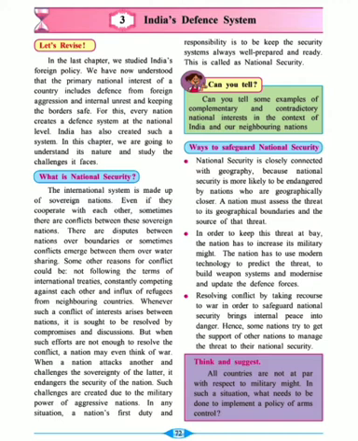What is national security? We say that the defense system is being created for the security of the nation, for people's security. The international system is made up of sovereign nations. Even if they cooperate with each other, sometimes there are conflicts between these sovereign nations. What do you mean by sovereign, students? Sovereign means supreme nations. That international system includes all of the supreme nations, right?